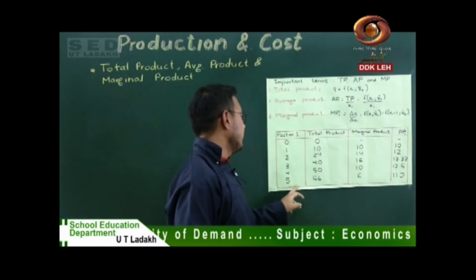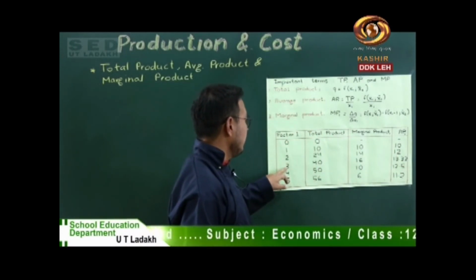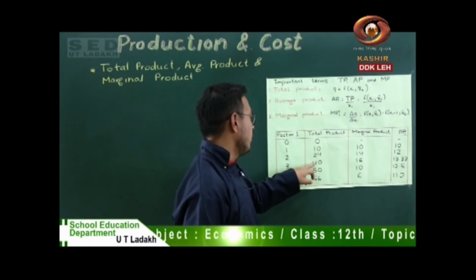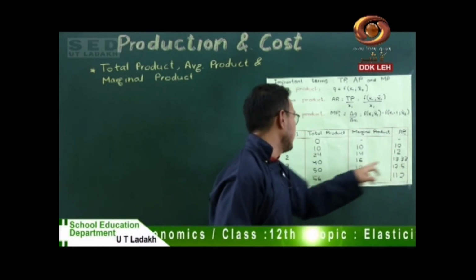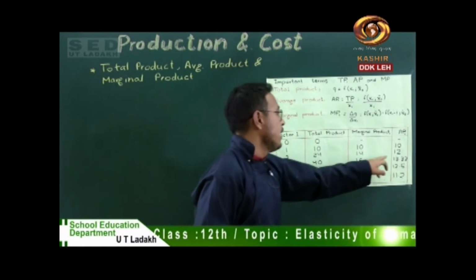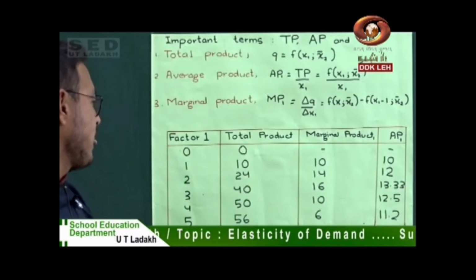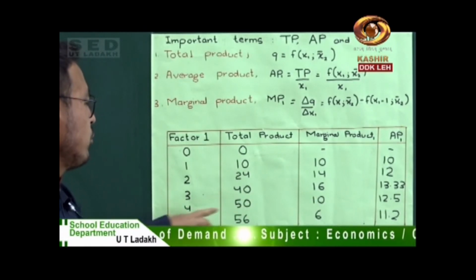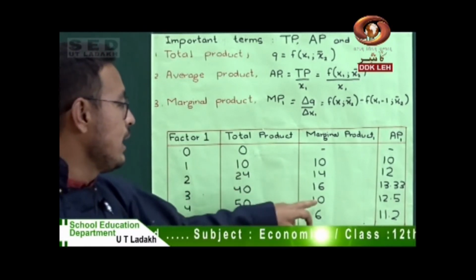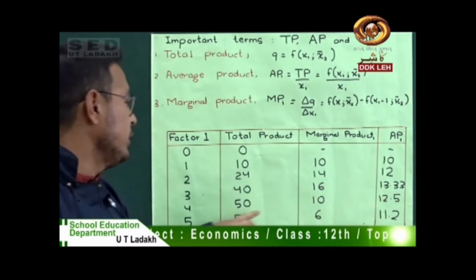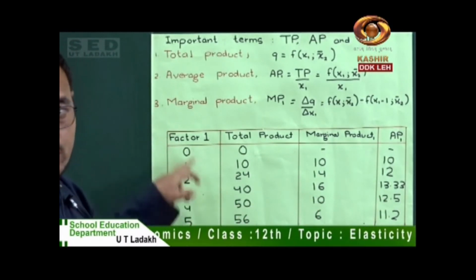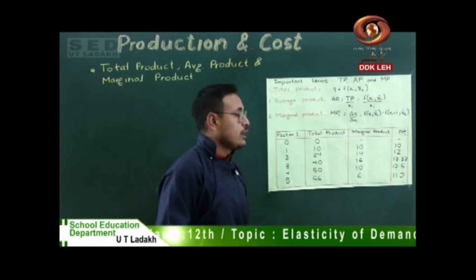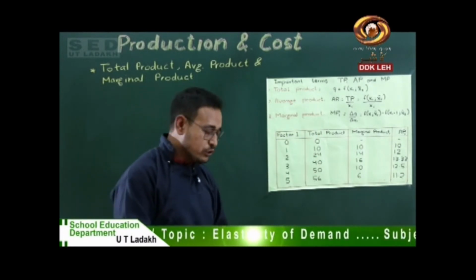Now accordingly we are getting the chart. For example, here 40 minus 24, that is 16. Average product is simply 40 divided by 3, which comes to 13.33. For 4 units, total product is 50, so marginal product is simply 50 minus 40, which is equal to 10. Average product is simply 50 divided by 4, and so forth. We can get this particular thing. You can also use an example.